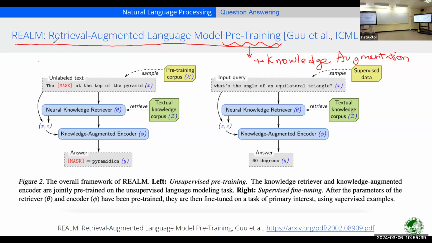Firstly, there's a pre-training corpus, and you simply sample a text, and there's no label, because pre-training has no label. It's only either masking or next token generation, only two ways to pre-train. So what do we do? Well, we mask some words.